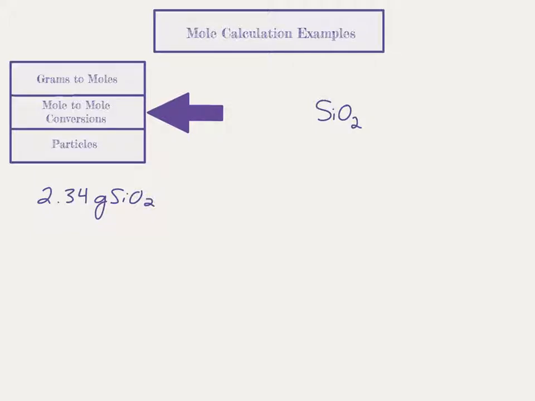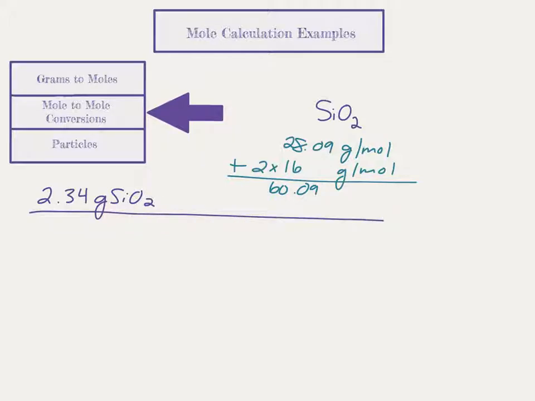To solve this problem, we need to know the molar mass of the silicon dioxide, so I'll go ahead and write those values down. For silicon, we have 28.09 grams per mole, and for oxygen, there are 2 of them, and we have 16 grams per mole. So we'll have a molar mass of 60.09. Okay, back to our initial question.